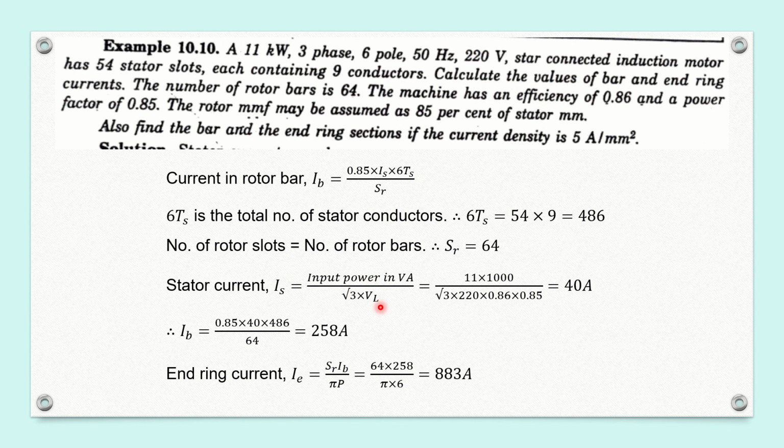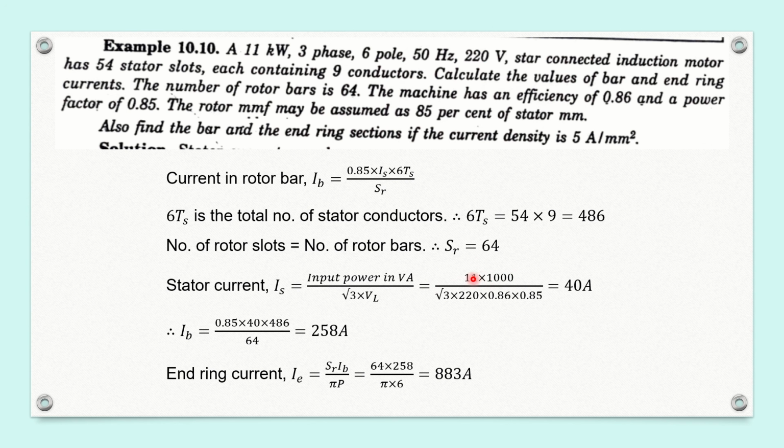Now we need the input power in volt ampere. But what is given here is the output kilowatt. 11 kilowatt is the output kilowatt rating. So we have to convert this kilowatt power at the output to input volt ampere. For that, first of all, kilowatt is converted to watt. So 11 kilowatt is equal to 11,000 watt. Now we have to convert it to volt ampere.